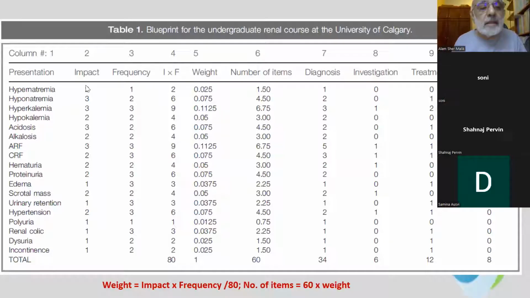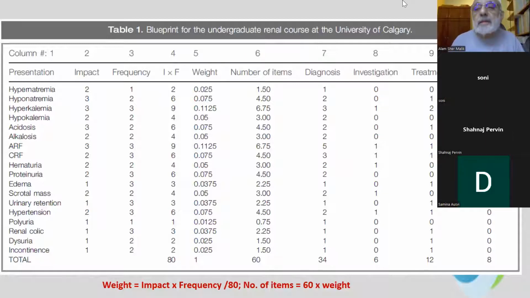For example, here in hematuria, the impact is two, frequency is one, then their multiplication is two, and that two is divided by 80 to calculate the weight. And then because the total number of questions is 60, that is multiplied by the weight, and that gives the number of items or number of questions. So let's say two questions, then we have to decide that these two questions should be based on the diagnosis, investigation, or treatment, depending upon the importance. So this is calculation of the weight or weighting.